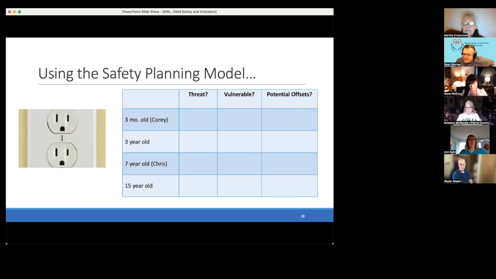All right, everybody, welcome back. So let's start with the 3-month-old. Is this electrical outlet a threat to the 3-month-old? What say you?